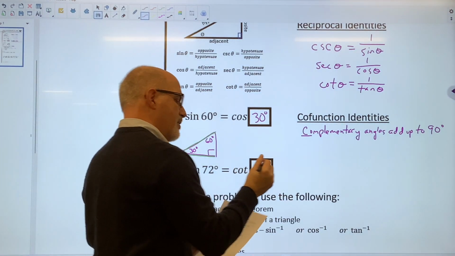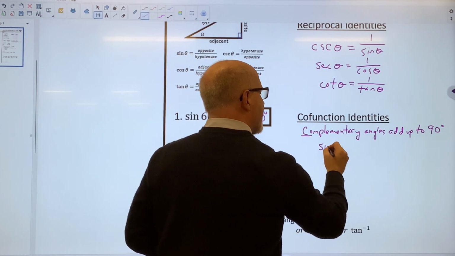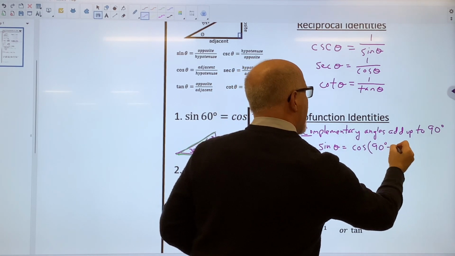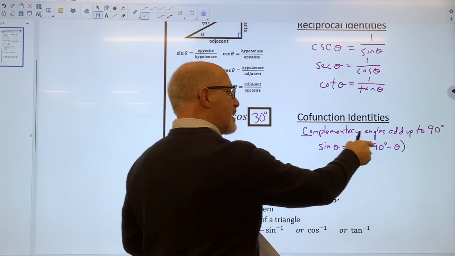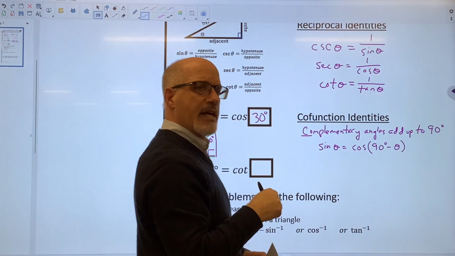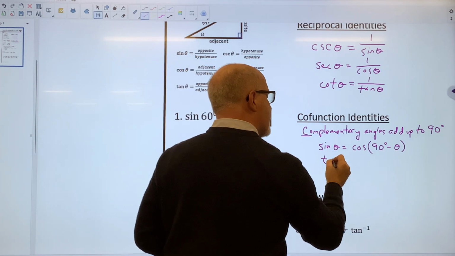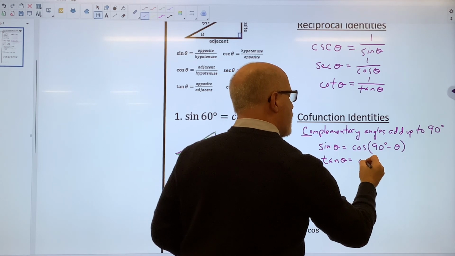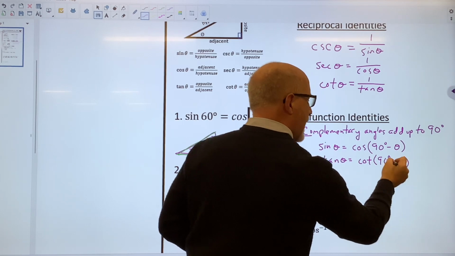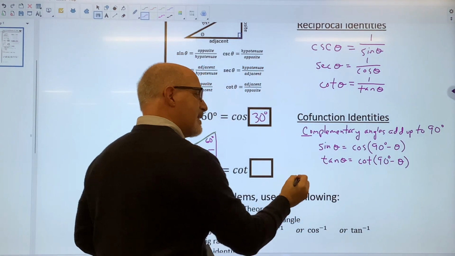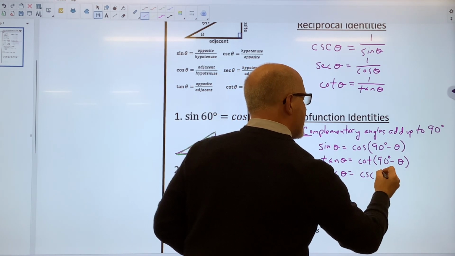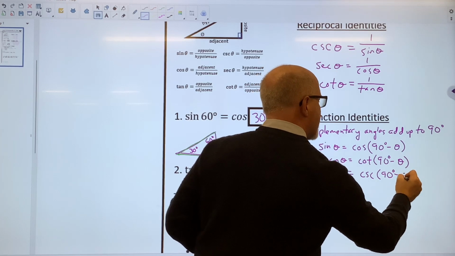So how we'll write that out is sine of theta is equal to cosine of 90 degrees minus theta. You can subtract theta from 90 degrees to get the angle. 90 minus 60 gives you the cosine angle. It works also with tangent of theta and its cofunction, cotangent. You also take the complementary angle for cotangent, and the same works with secant. Secant of theta is equal to cosecant of 90 degrees minus theta.